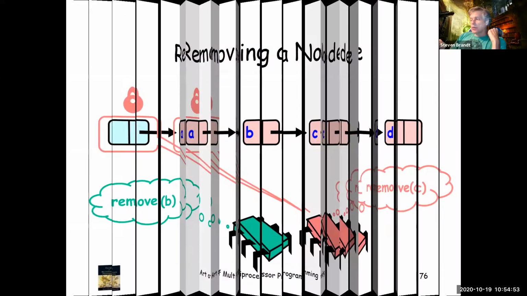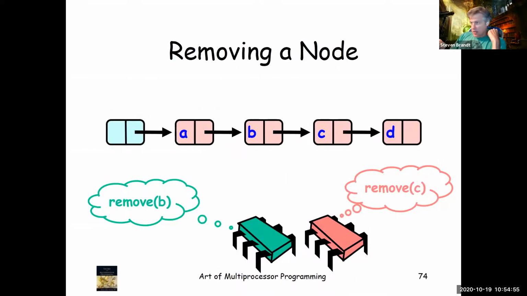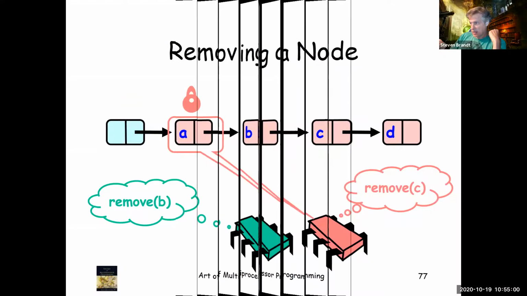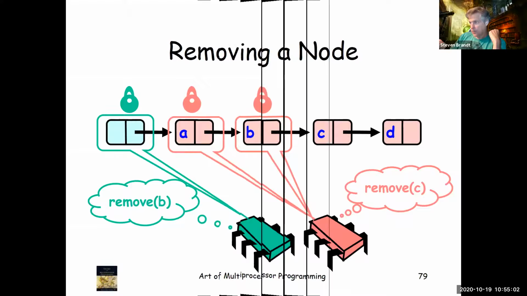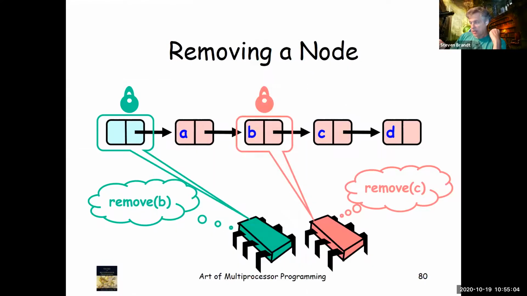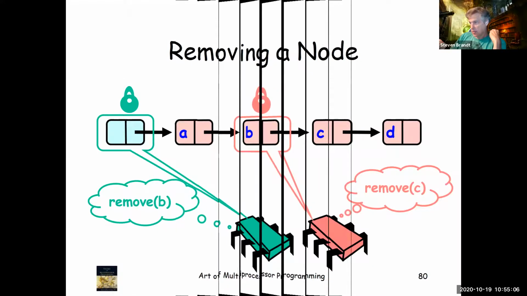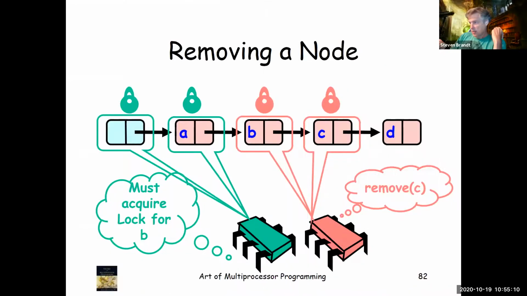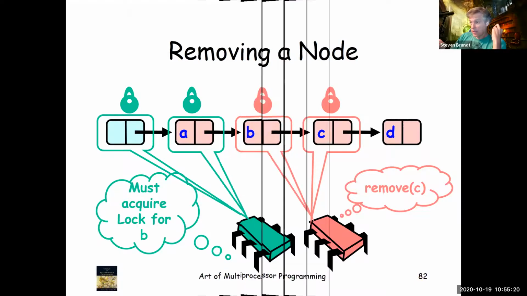Okay, here we go. All right, so we start. Green has got the head node. Green has got the first two nodes, A and B. Orange has got the second two nodes. Now, green can't advance, right? Because it must acquire the lock for B, and the lock for B is held by the orange one. So it stops. It's blocked.